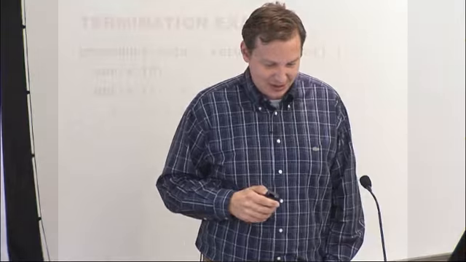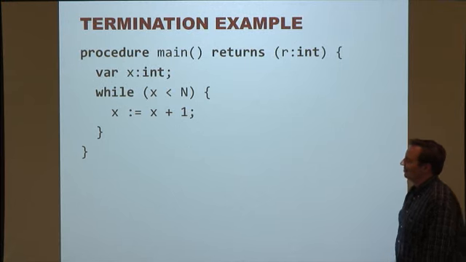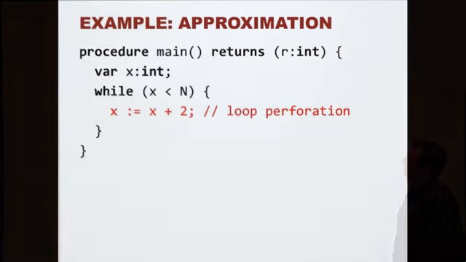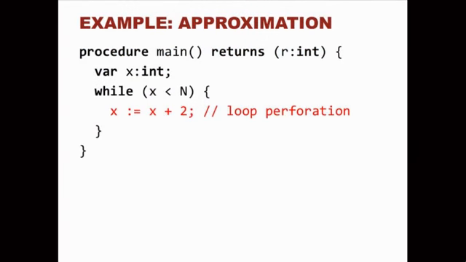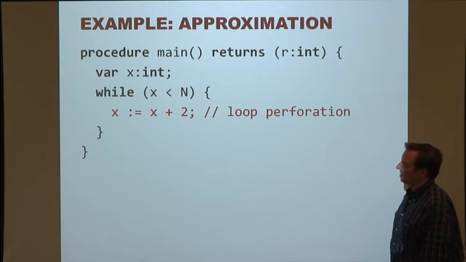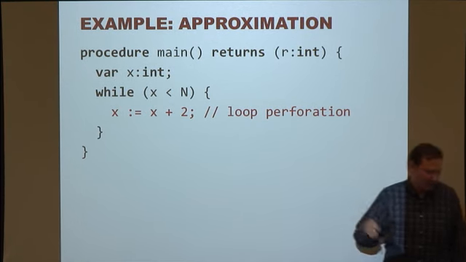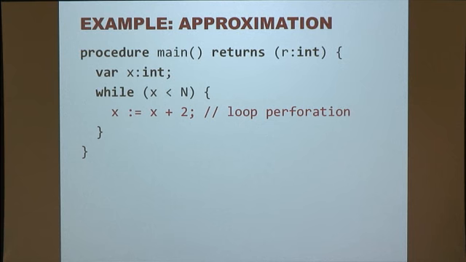Let's just see a little bit how the construction looks. This is a very simple example. A simple loop increases x by 1. This is the approximation, which is kind of what loop perforation basically does. Instead of increasing by 1, you increase by 2. You skip every other step. And so we want to prove that this approximate version relatively terminates as compared to the original version.